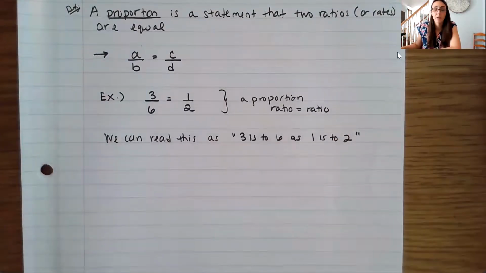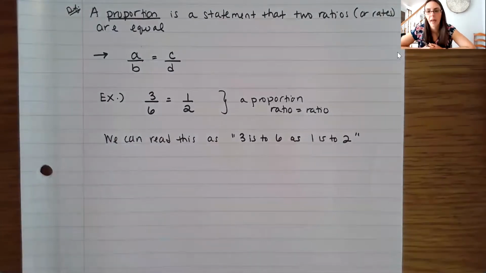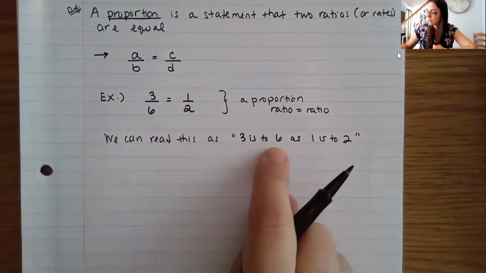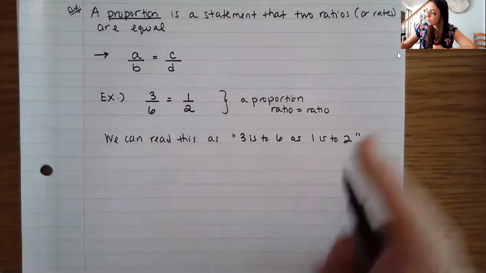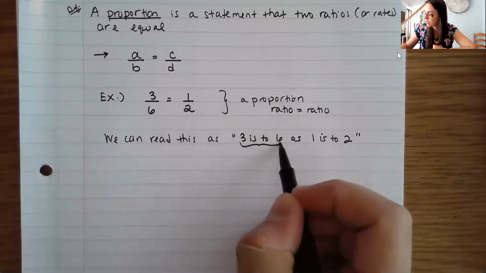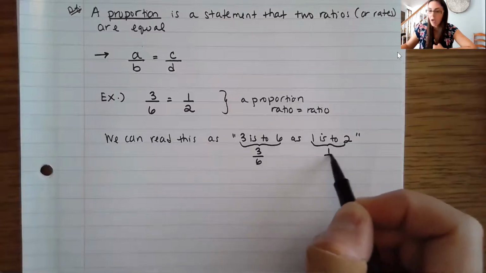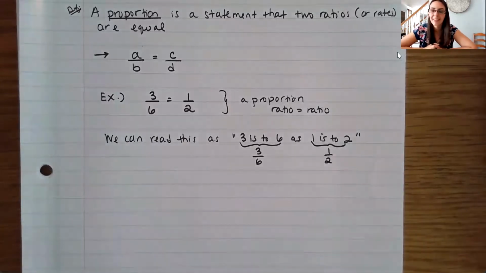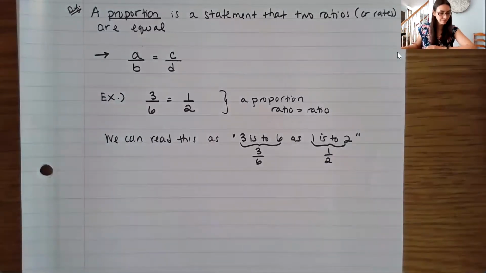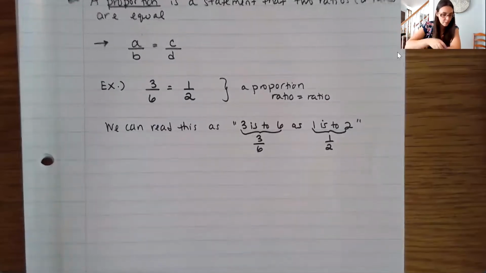So I know in math, I'm used to saying something like 3/6 equals 1/2, which is perfectly fine. But if you want to read it as ratios, we could say 3 is to 6 as 1 is to 2. So here's your first ratio of 3/6. And here's your second ratio of 1/2. So I kind of feel like I'm in an English class here, reading those statements. All right, so let's do some examples.